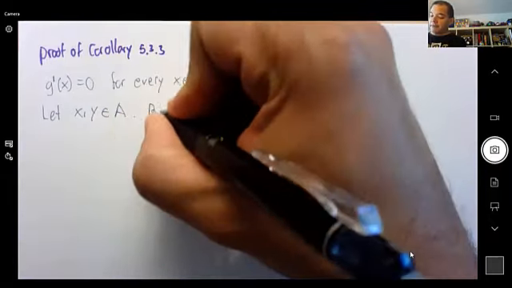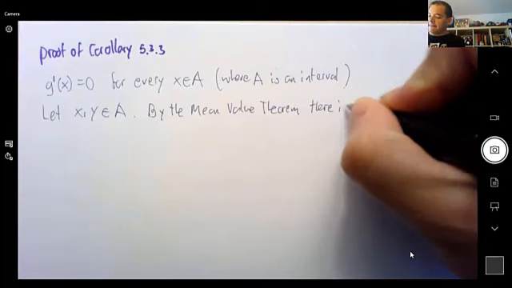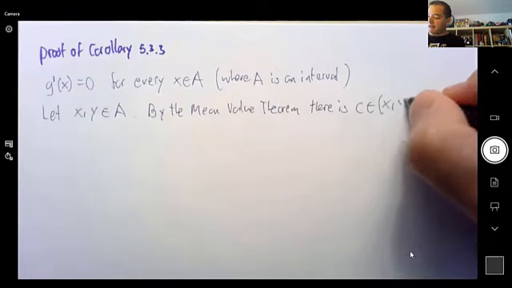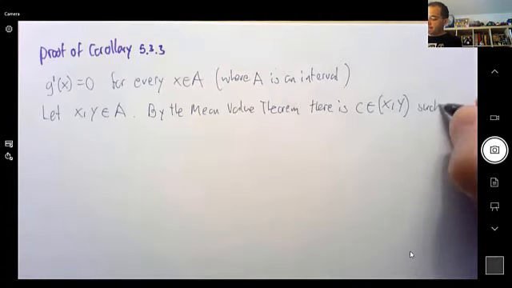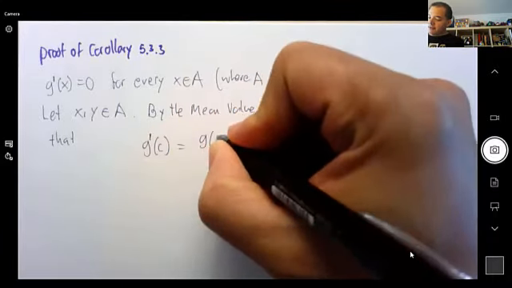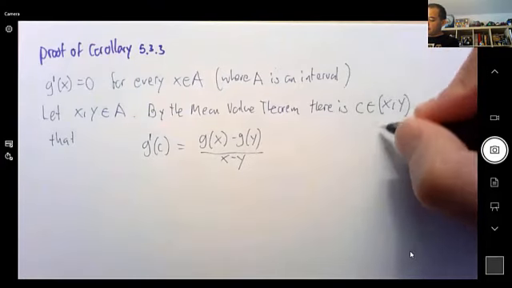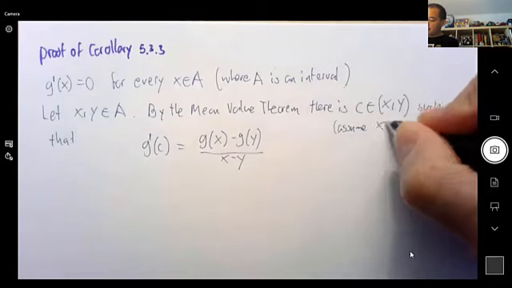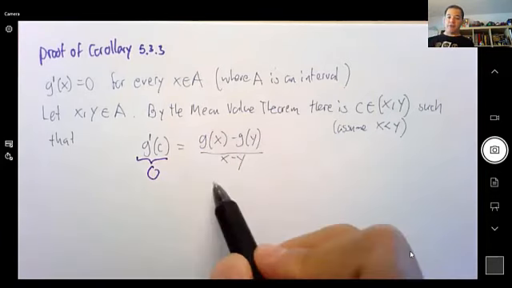By the mean value theorem, there is some c in between x and y, assuming that x is less than y here, such that the derivative at c is g of x minus g of y over x minus y. Now, the derivative of this is zero, as we said. So this is zero, and x is not equal to y, so this fraction is well defined.